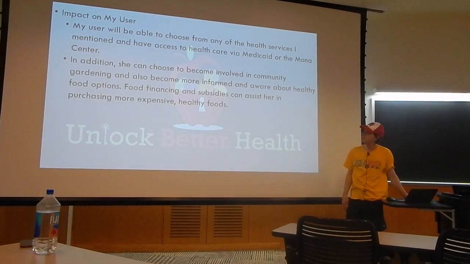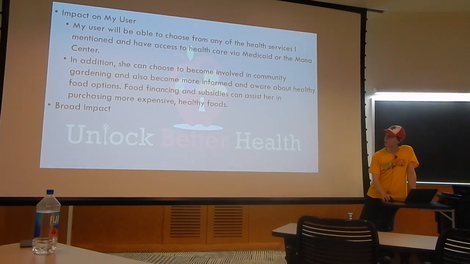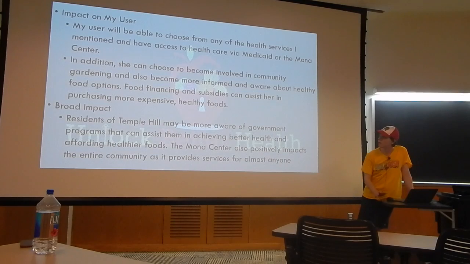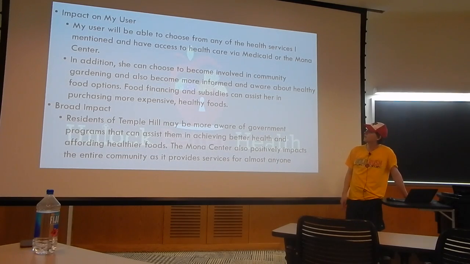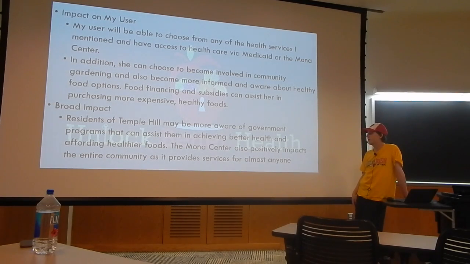In addition, she can choose to become involved in the community gardening program and also become more informed and aware about healthy food options. On a broader scale, it would impact the community as a whole because residents of Temple Hill may be more aware of government programs that can assist them in achieving better health and affording healthier foods, such as Medicaid and the SNAP program. And the Mona Center can also positively impact the entire community as it provides services for almost anyone.